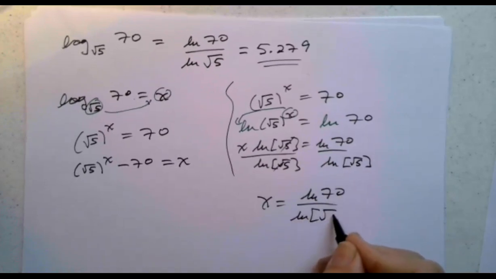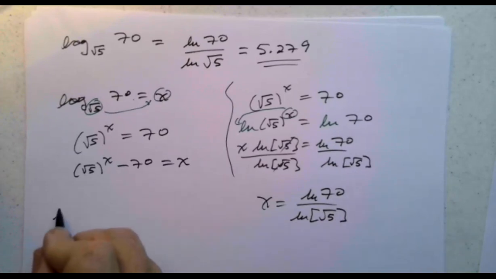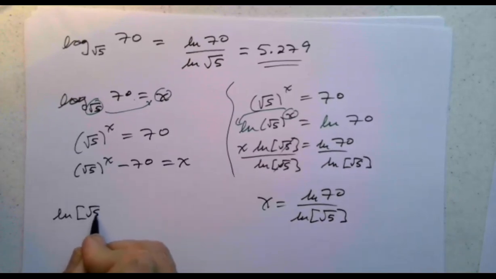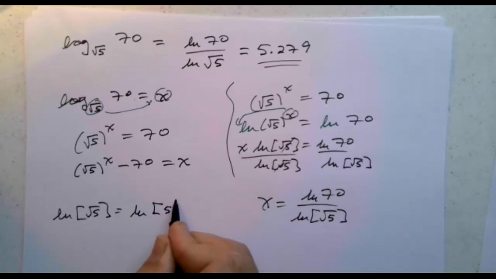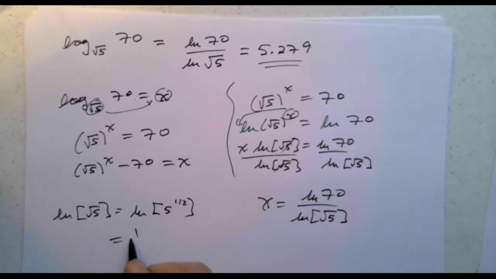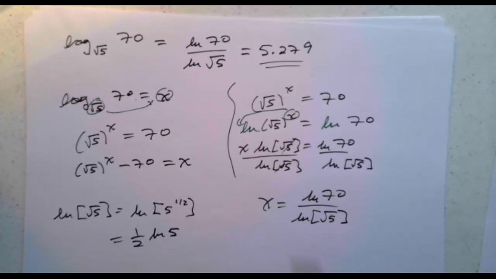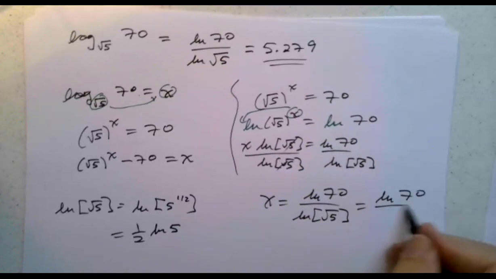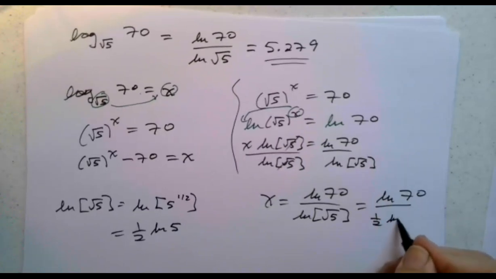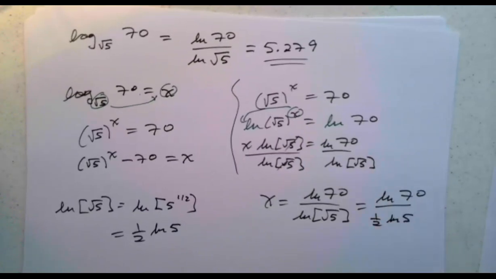By the way, natural log root 5 is the same as natural log 5 to the 1/2, which is the same as 1/2 natural log 5. So I can make this a little prettier by taking natural log 70 over 1/2 natural log 5. So just another equivalent way to write that one.